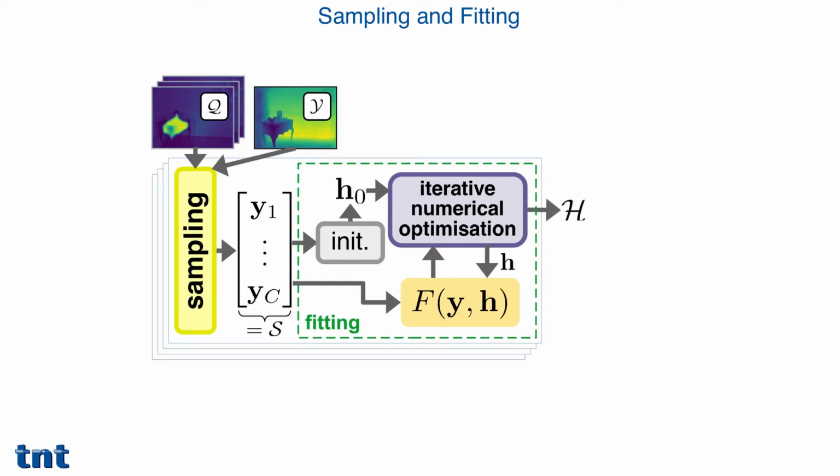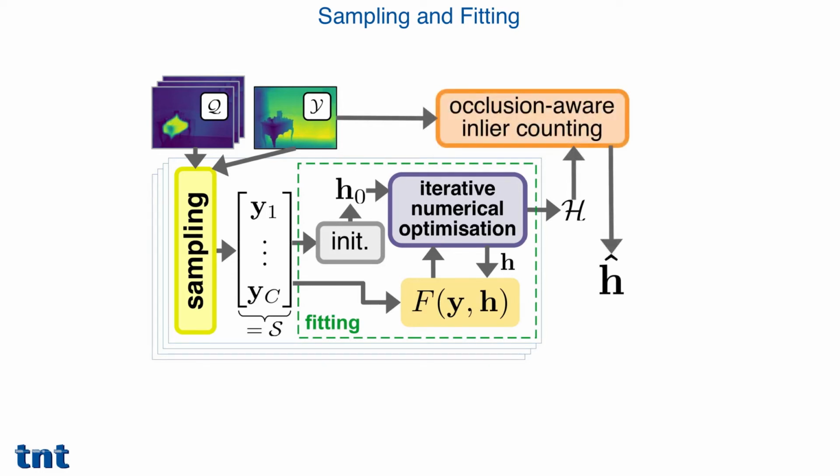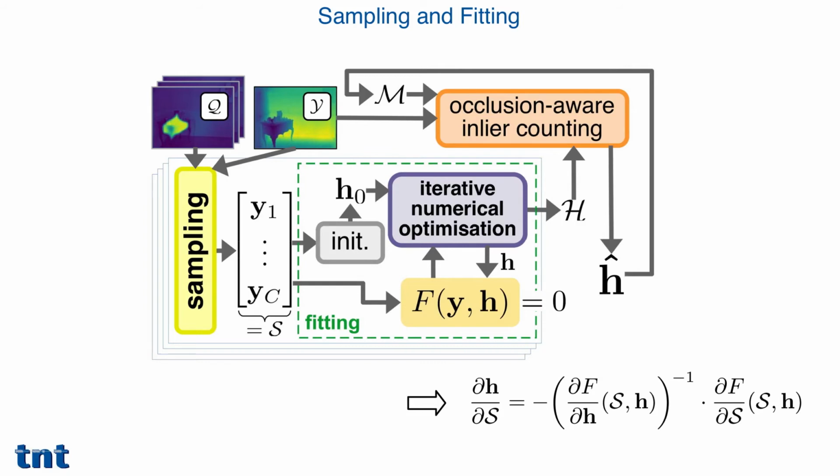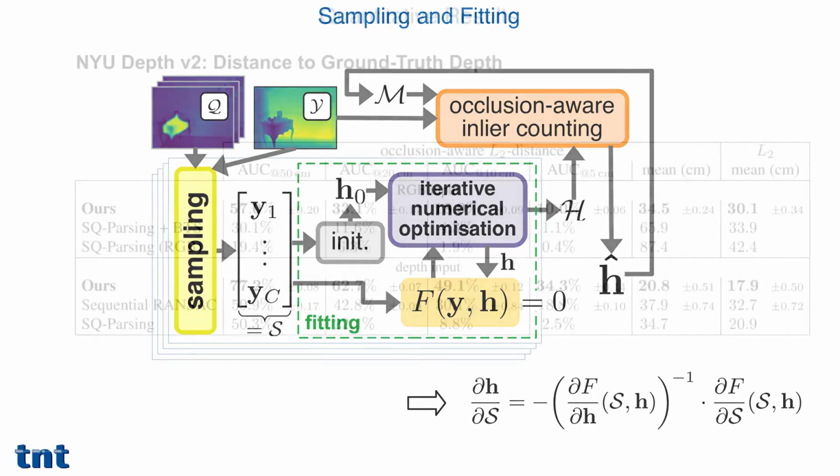We repeat this process multiple times independently in order to produce a set of cuboid hypotheses. With our occlusion-aware inlier counting, we then select the best cuboid hypothesis. We append this cuboid to our set of already selected cuboids, and our pipeline continues with the next iteration. In order to facilitate end-to-end training, we derived the gradient for the cuboid solver analytically using the implicit function theorem.